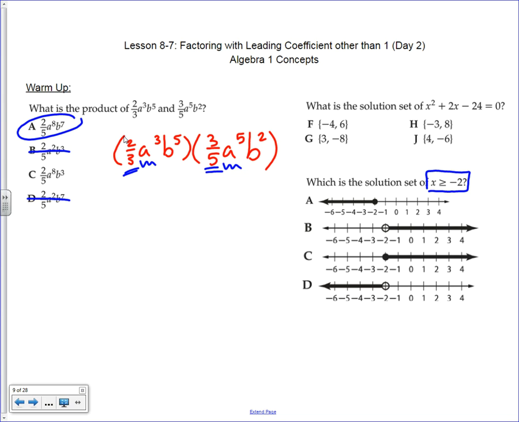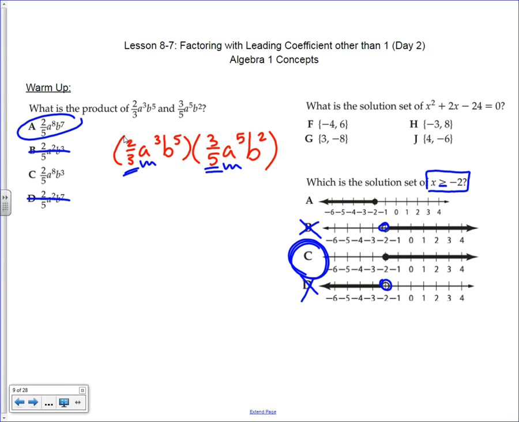Can you decide which of these is shaded appropriately? A, C? Could it be B or D? Tell me why it can't be B or D. Because these open circles, they're supposed to be closed because of that equals bar right there. So it can't be those two. So is it A or is it C? Because greater than means that way, doesn't it? So my answer here would be C.